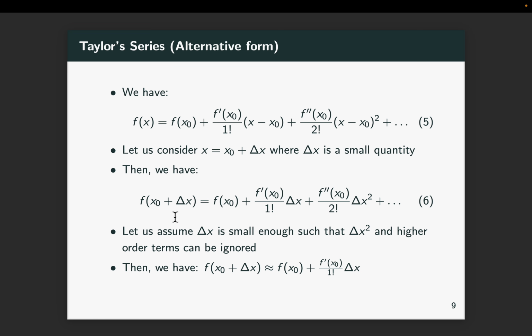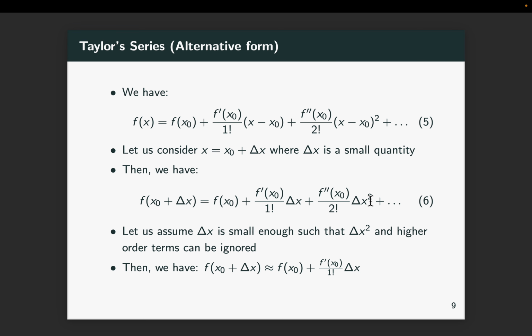So, therefore, what we are saying is that it is a reasonably good approximation, for very small delta x, that f of x naught plus delta x can be approximated to be f of x naught plus f dash x naught by 1 factorial into delta x, because all of the terms involving delta x squared and higher terms will be almost close to 0. Right. Does everyone get this?